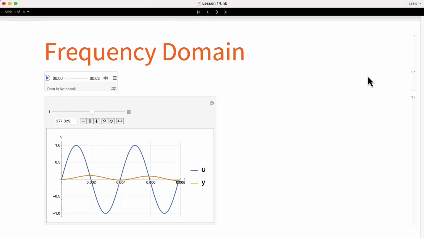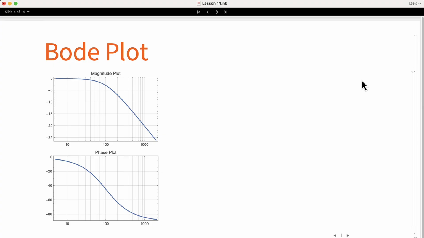We can see that this filter affects the amplitude of each frequency differently, and it also affects the phase, which is the position of the sine wave. We could go frequency by frequency and make a note of the attenuation and phase, and that will give us the frequency domain behavior of the filter. If we made such a plot with information about the magnitude and phase for each frequency, we will get what is called a Bode plot.